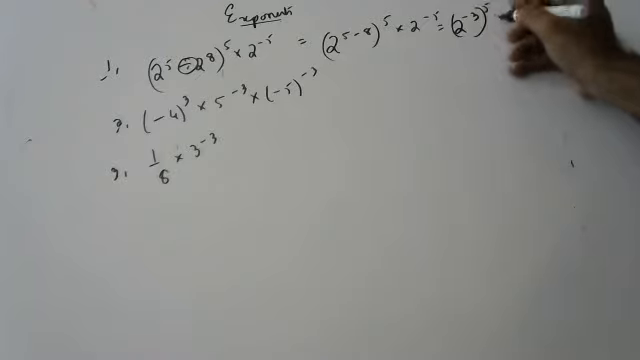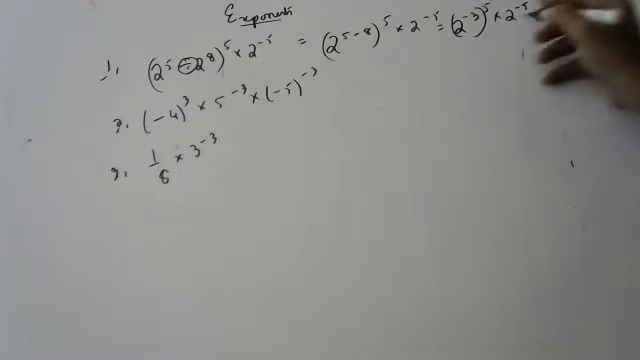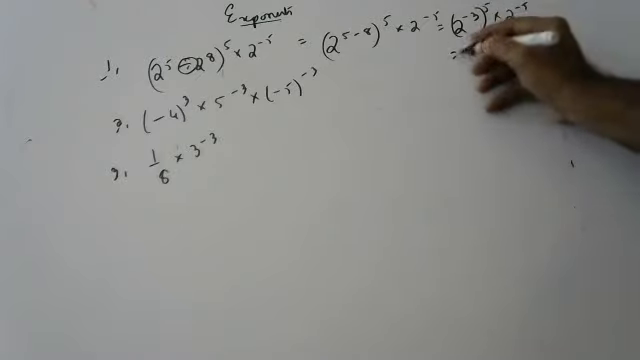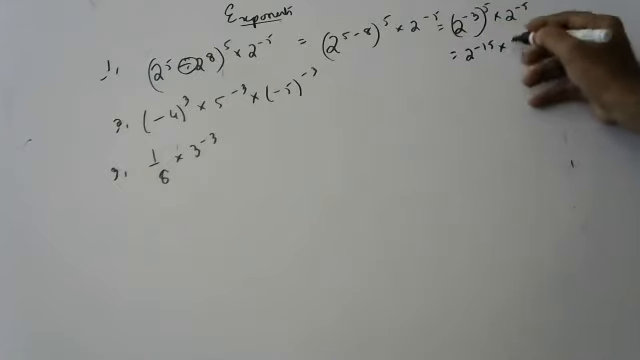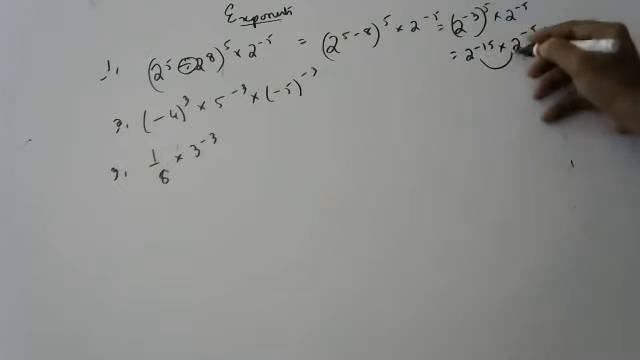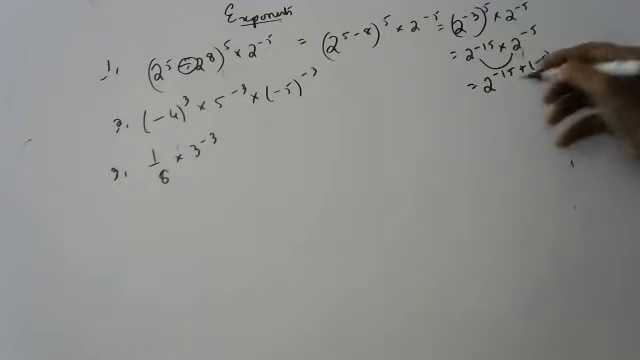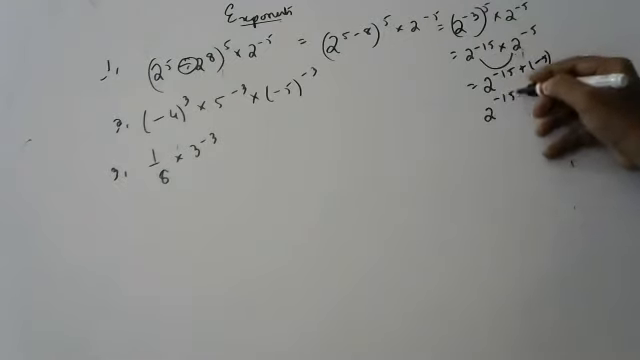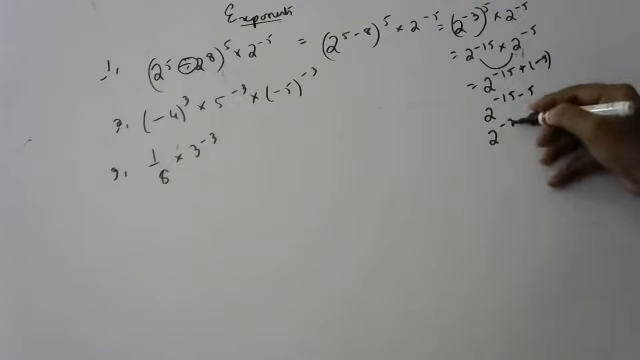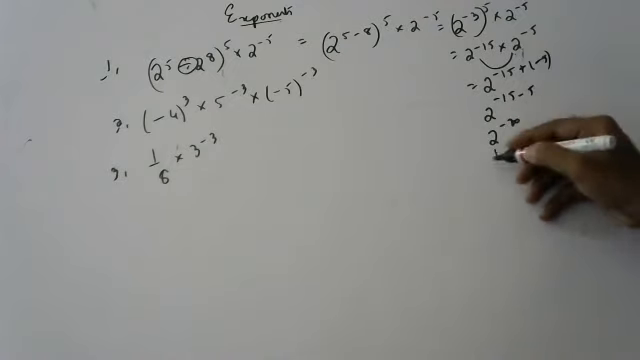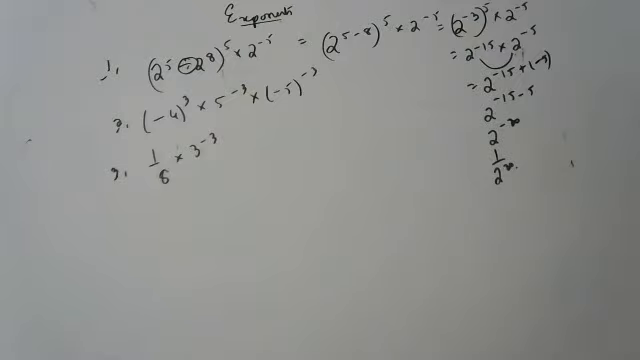4 to the power of 5 into 2 to the power of minus 5. So 2 to the power of minus 15 into 2 to the power of minus 5. When bases are same, powers can be added. Minus 15 plus minus 5 is minus 20, so 2 to the power of minus 20. If you want to remove this minus, 1 by 2 to the power of 20 is the answer.